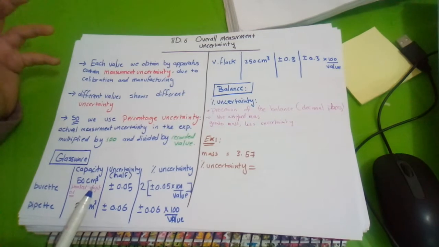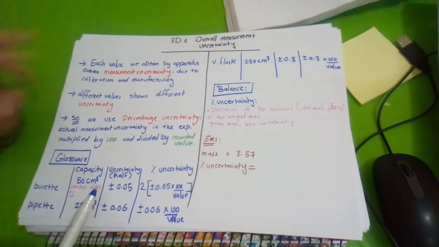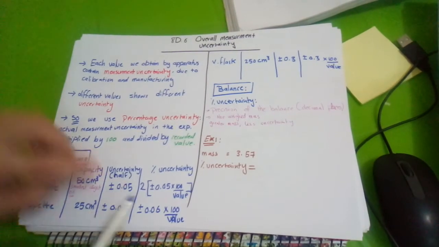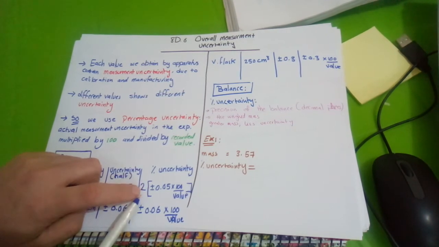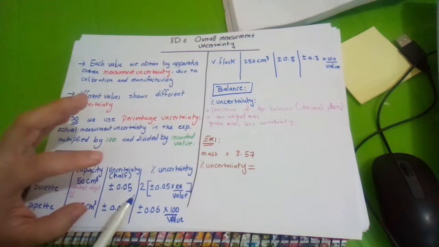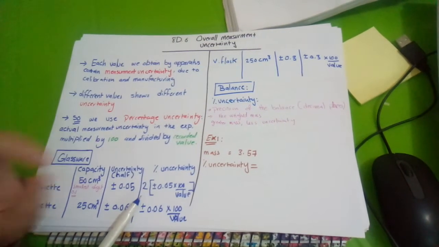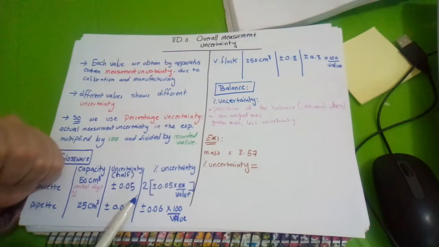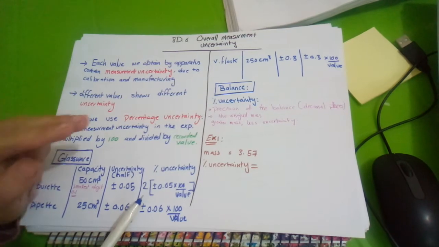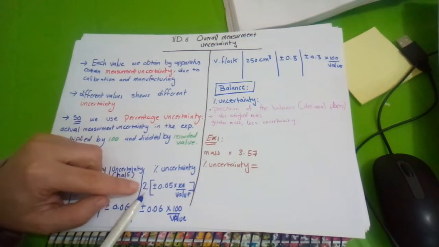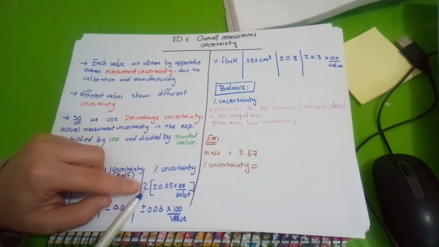So in order to read the volume, I will use the burette 2 times. 2 readings means 2 uncertainties, so you have to multiply the percentage uncertainty by 2. Each tool has a different case. In the burette, all the time, in order to read any volume, you record the initial volume, then the final volume, then you subtract them from each other. So you are reading the burette 2 times, so you have to multiply the uncertainty by 2.